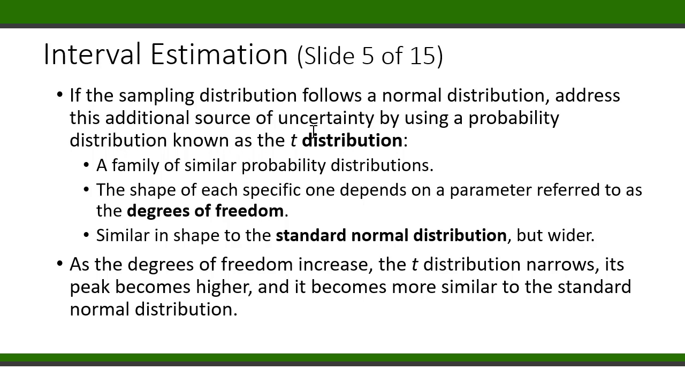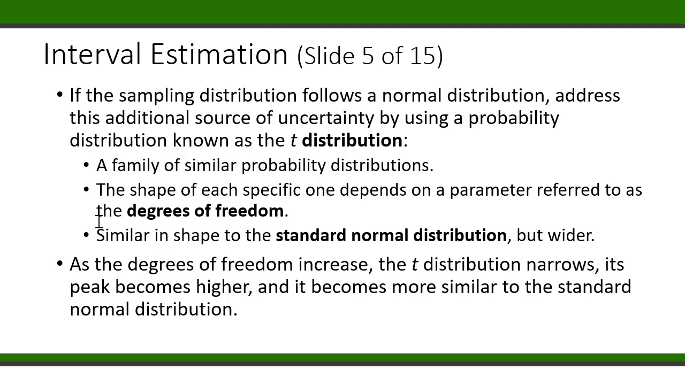Let me say that again: when the sampling distribution follows a normal distribution, the additional source of uncertainty by using a probability distribution is known as the t-distribution. So it's a family of probability distributions. The shape of each specific one depends on the number of degrees of freedom.